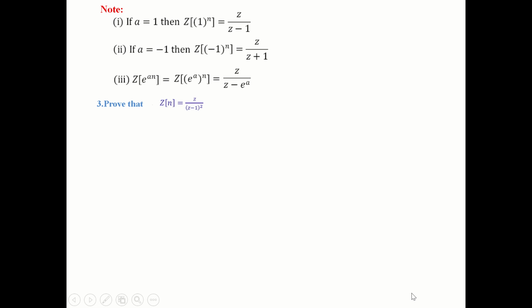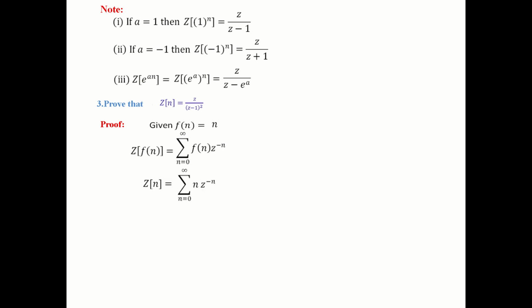The next one: prove that Z of n is equal to Z by Z minus 1 whole square. Take f of n equal to n. We know Z of f of n is the summation n equal to 0 to infinity f of n Z power minus n. Replace f of n by n, and you will get the summation n equal to 0 to infinity n Z power minus n. Z power minus n again can be written as 1 by Z power n.